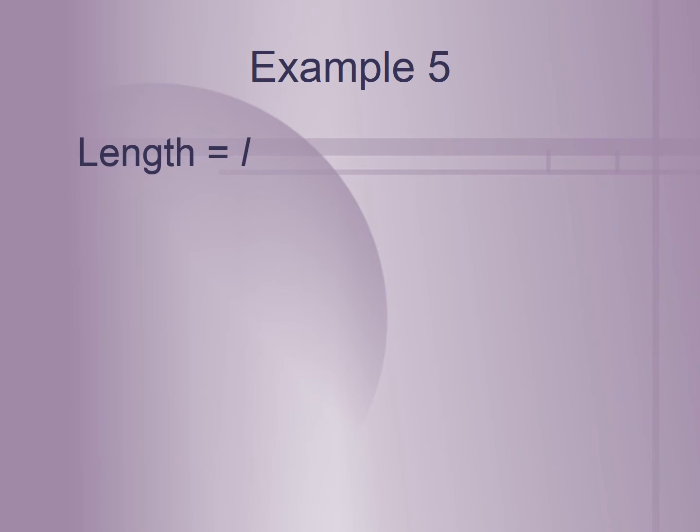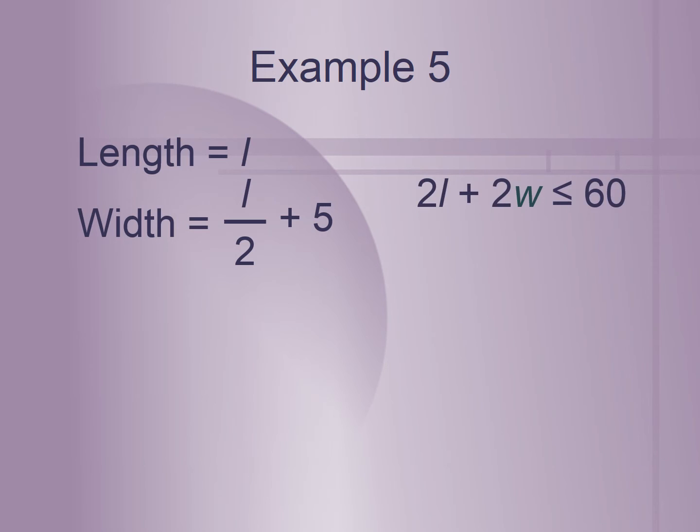So length is L. And so if length is L and we know that the width is half the length plus 5, let's say that width is half of L plus 5, because that's what the width is. And so we know that our perimeter, we only have 60 feet available. And we know that our perimeter has to be 2 times the length plus 2 times the width. And we can't go over 60 because we only have 60 feet of fence. So we have 2L plus 2W is less than or equal to 60.